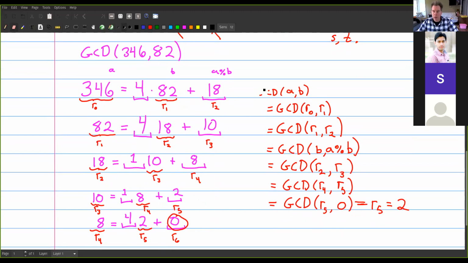So let me erase this stuff. I'm going to need a bigger eraser. Oh, that's not an eraser. How do I make the eraser bigger? I don't know. Oh no. So I'm just going to scratch it out.